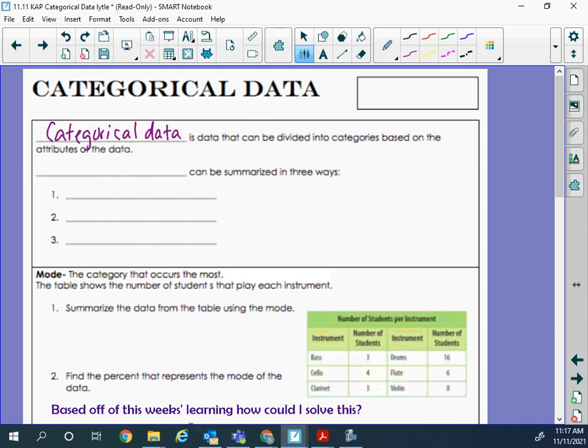Data that can be divided into categories based on the attributes of the data. Okay, so what does the word attributes mean? Guys, what does the word attribute mean? Like a characteristic. Like a characteristic, right?